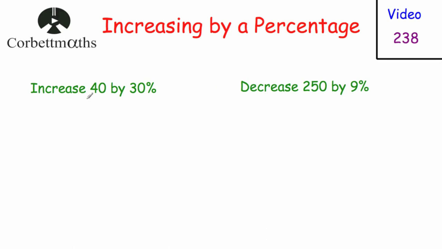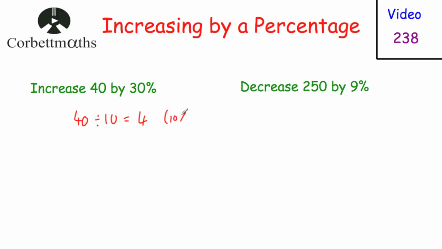So our first question says, increase 40 by 30%. To increase 40 by 30%, I tend to want to work out what 30% of 40 is to begin with. So to find 30%, I'm going to get 10% to begin with. So divide by 10 to get 10%. 40 divided by 10 is 4. So 10% of 40 is 4.